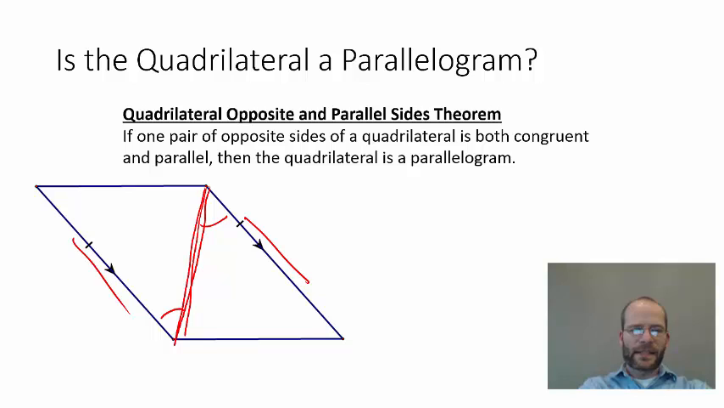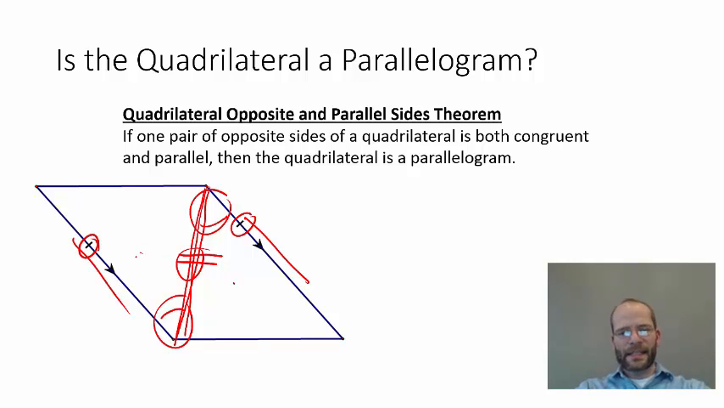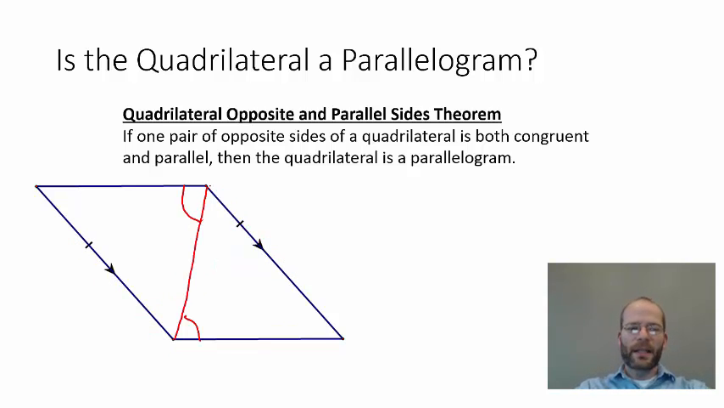We know by the reflexive property that this side is congruent to itself. So I think you can see we have side, angle, side. And by side, angle, side, these two triangles are congruent. All right, where does that get us? Well, it allows us to conclude that these angles are congruent because they're corresponding angles.